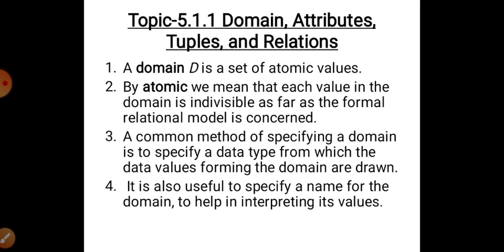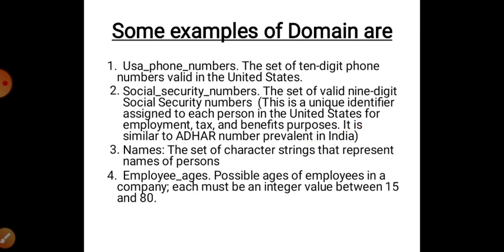Point number 3. A common method of specifying a domain is to specify a data type from which the data values forming the domain are drawn. By domain we mean we are specifying the data values. Point number 4. It is also useful to specify a name for the domain to help in interpreting its values. So, a domain should be given a name.